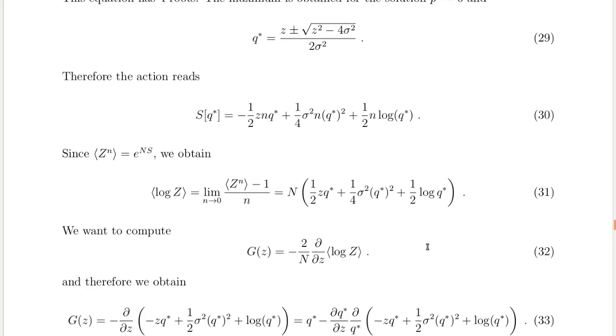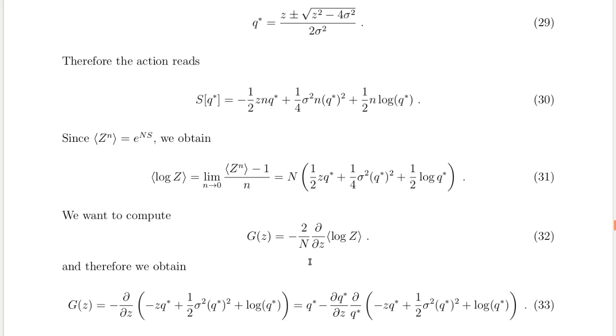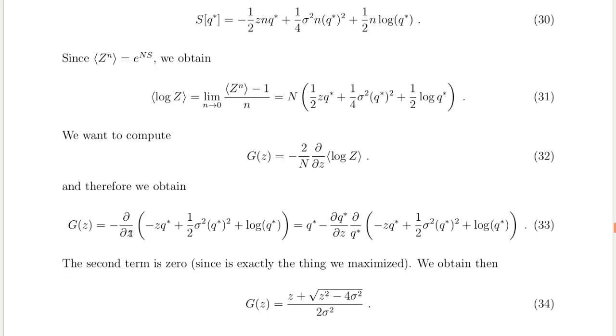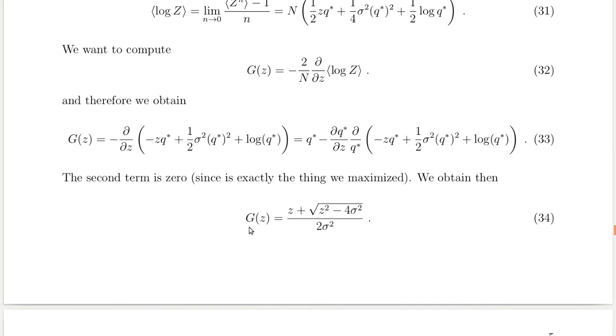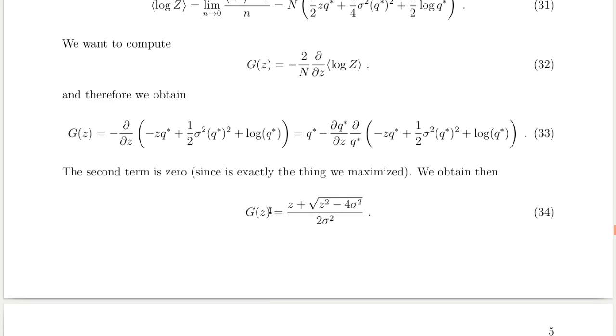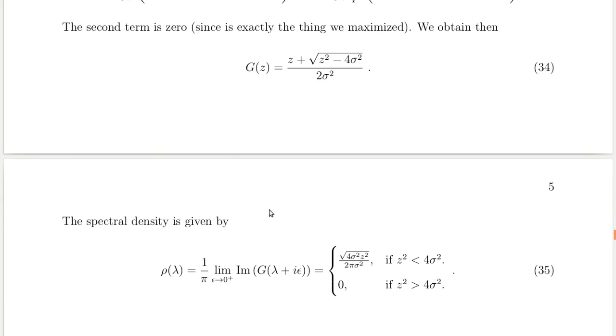Now, to compute the resolvent, we have just to derive by z, and we have just to divide everything by capital N. And so again, after some simple calculus, we obtain the following expression for the resolvent. Okay, so we obtain this expression for the resolvent, and we can apply the formula we discussed in the second part to obtain the spectral density.